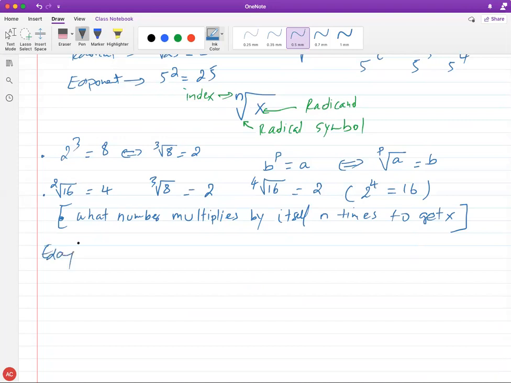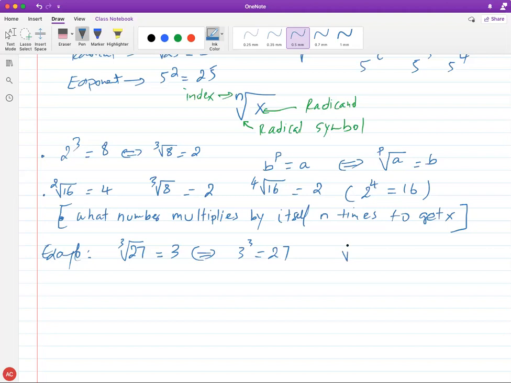Let's do a couple more examples here. What is this equal to? 9. No, it's 3. Try to read it in this form: what number multiplied by itself 3 times gives 27? 3. How do you check if this is correct? 3 times 3 times 3. That's right. You take this 3, raise it to this power, and it should be equal to 27. Let's check. 3 times 3 is 9. 9 times 3 is 27. So it's a simple concept. You can go back and forth.